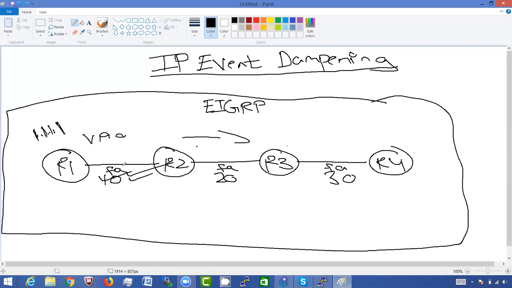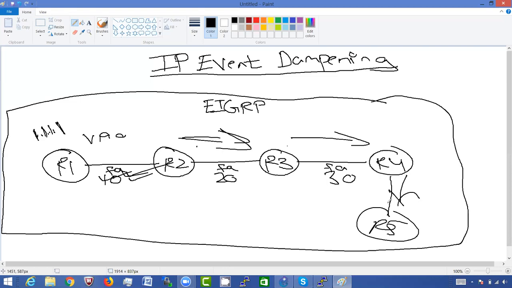So this link is flapping frequently. What will R2 do? R2 will keep informing its neighbor that this link is up, this link is down, this link is up, this link is down. Similarly, R3 will keep informing its neighbor that this link is up, this link is down. If R4 is connected with R5, R4 will keep informing its neighbor that now this link is up, now this link is down. So what is happening over here?